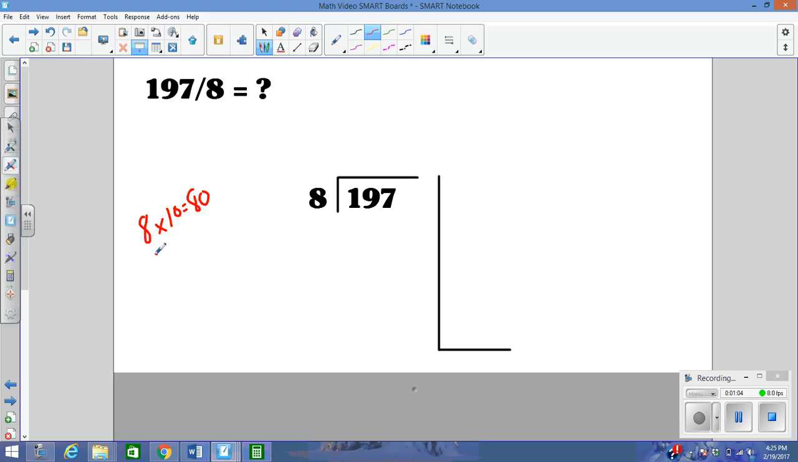If I do 20, I'm going to do a little math over here. I would get 160. I'm getting close. If I do 8 times 30, it's going to be too much. That's going to be 240. So I'm going to try 20. So 8 times 20 would be 160. I want to subtract the 160 from 197 and see what's left.